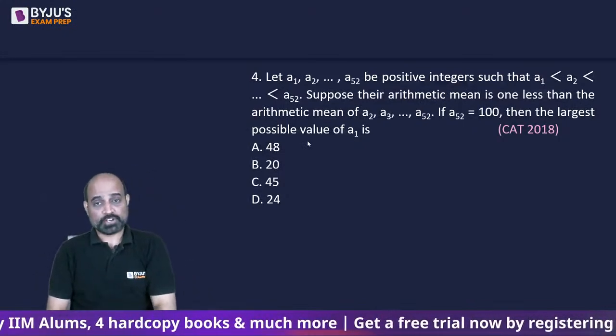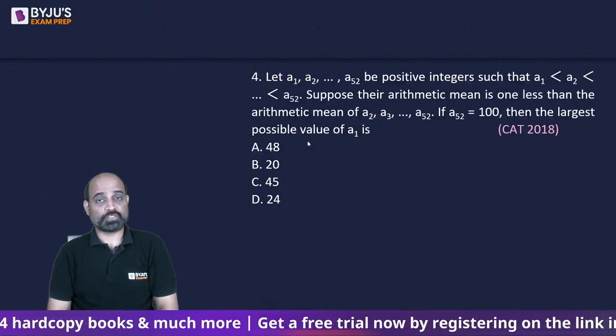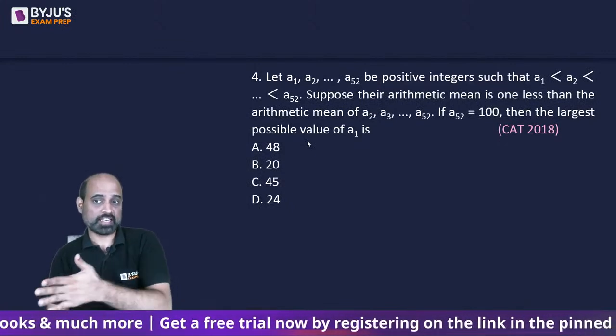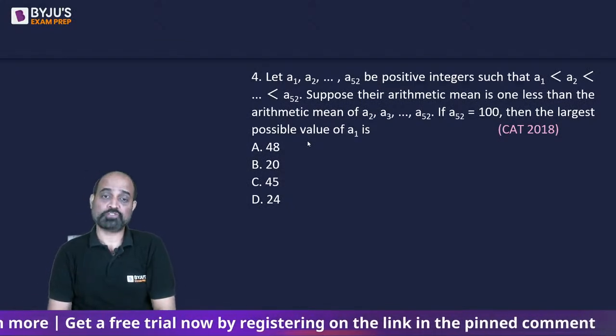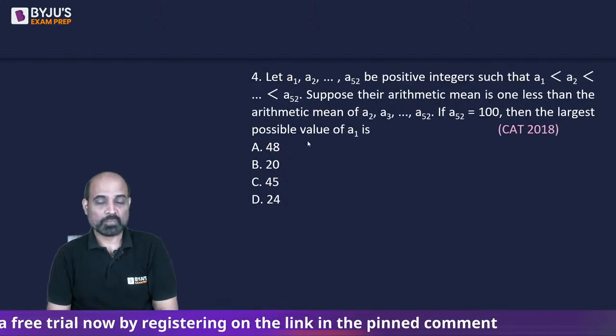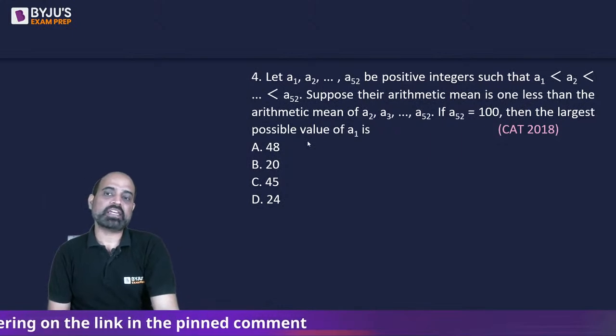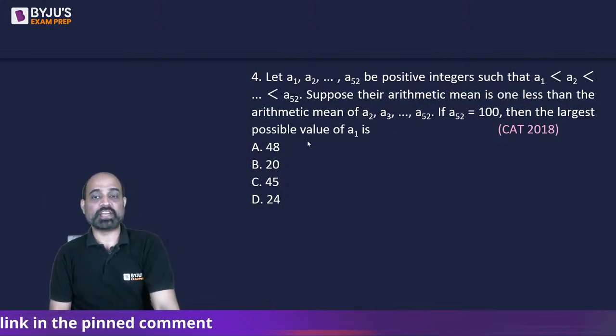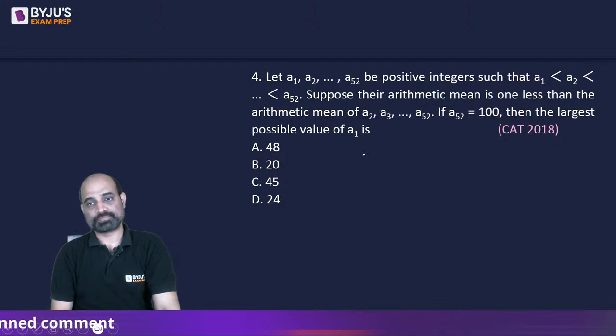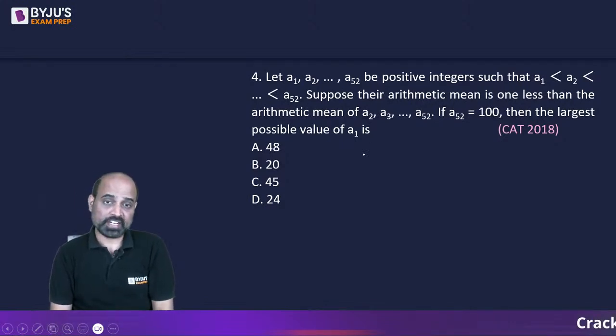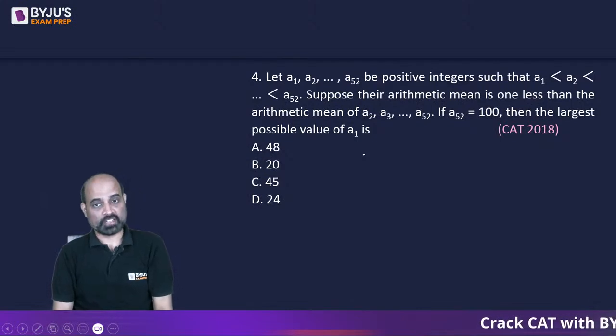If a1, a2 and so on up to a52 are positive integers such that a1 is less than a2 is less than and so on up to a52, which means it's a set of increasing positive integers. It is given that their arithmetic mean is 1 less than the arithmetic mean of the numbers except a1. It is also given that if a52 is 100, then the largest possible value of a1 is?